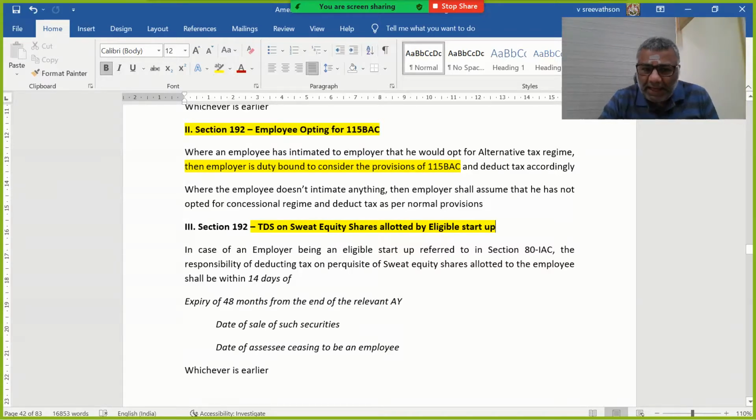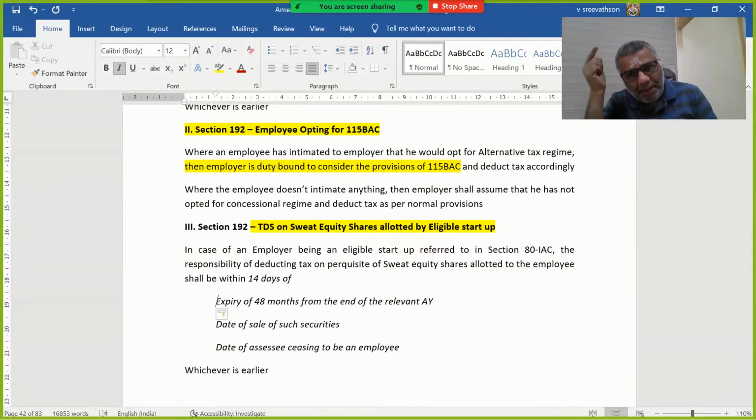whichever is earlier. In the case of an employer being an eligible startup, here the employer is a startup, the responsibility of deducting tax on perquisite of sweat equity shares shall be within 14 days of expiry of 48 months from the end of the relevant assessment year, date of sale of security, date of ceasing to be an employee, whichever is earlier. This is a consequential amendment. The amendment is already in the salaries chapter. The TDS amendment is here. Okay, this is also an amendment in salary TDS.